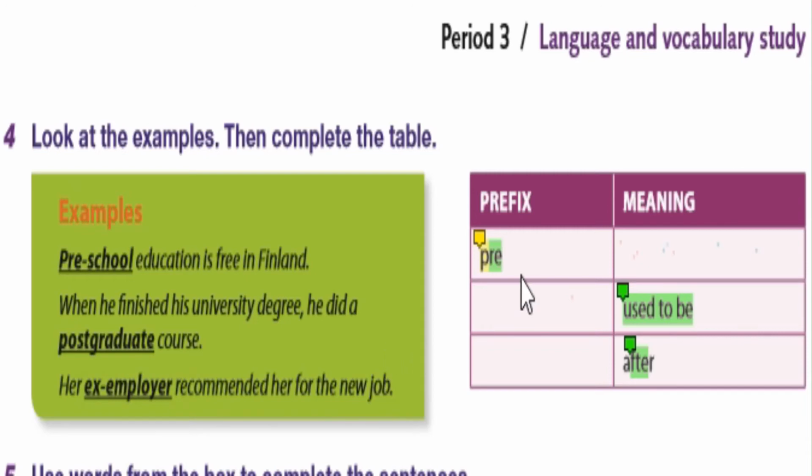Now look at the table carefully, and we have the prefix and the meaning. I want you to complete the table. Pre. What's the meaning of pre? Yes, before. And look at the meaning here, and we want to know the prefix. The meaning: used to be. What's the prefix which means used to be? Yes, very nice, ex. And look at this meaning, after. What's the prefix which means after? Post. Very nice.